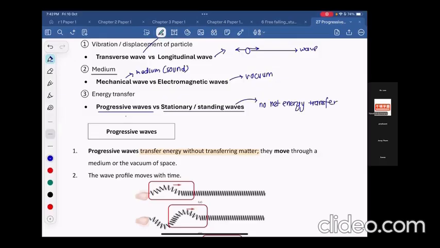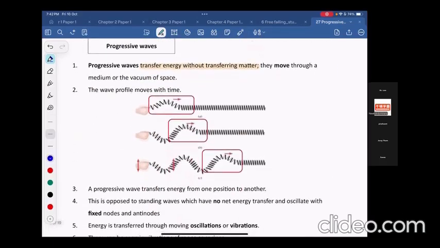But we learn about progressive wave first. Next chapter, we learn about stationary wave. Progressive wave, the pattern is like this. They can transfer the energy without transferring the matter.